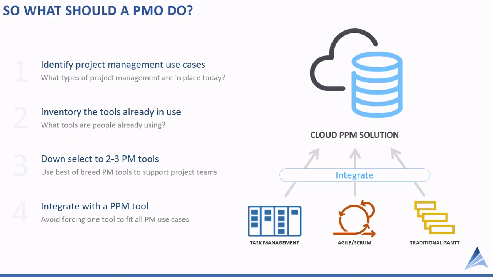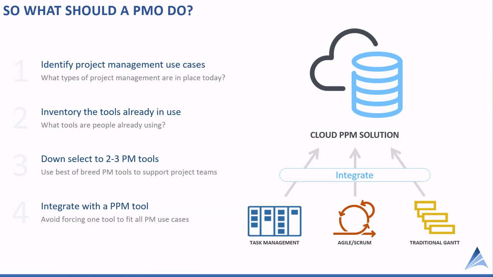So what should a PMO do? Here's our recommendation for utilizing project and portfolio management software. The first on the project management side is to identify the project management use cases. We've talked about the different types of software. You've got the task management, you've got agile tools, and you've got more traditional project scheduling tools. Identify what the use cases are. Try to avoid forcing everyone into one solution. Project management software is relatively inexpensive. It's not that hard to get 2 or possibly 3 solutions that make sense for your organization.